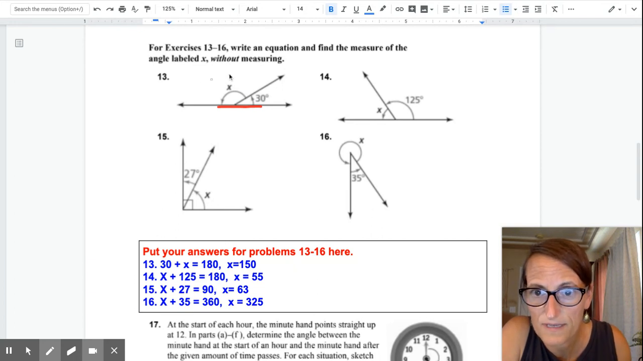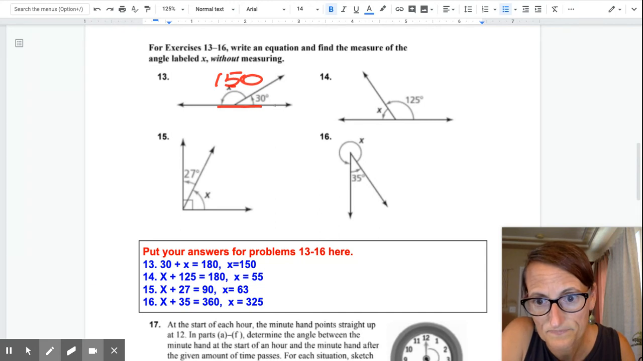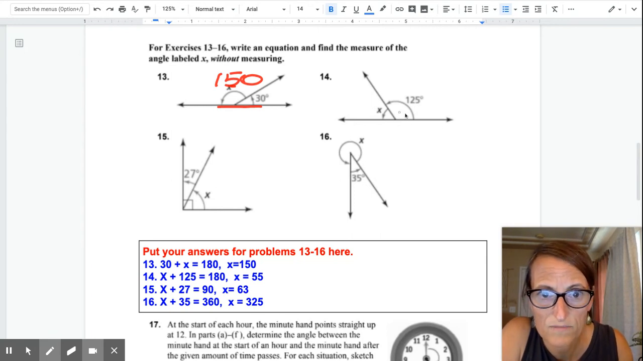So the thing that makes that true is if that is 150, my pen is not working. If this is 150, then 150 plus 30 equals 180. You can get that just by subtracting that off of the 180. Okay, for number 14, exactly the same type of problem.